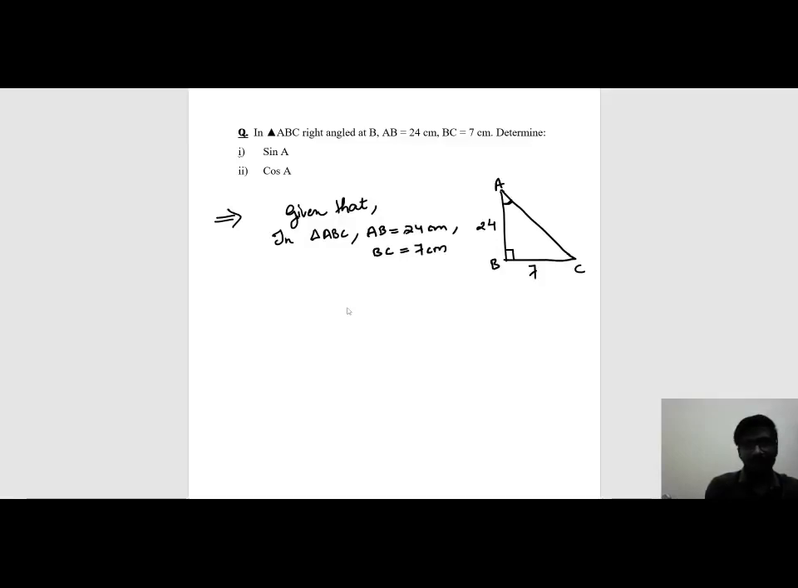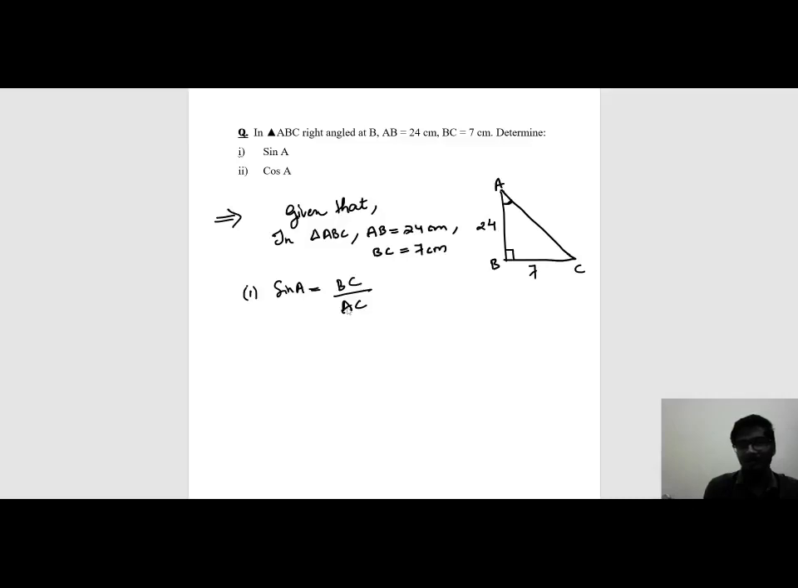Now they have asked to determine sin A. From this figure, what is sin A? Sin A is opposite by hypotenuse. In this case, if you see clearly, opposite side of A is BC. So it will be BC divided by AC. But there is no value for AC. So before going to this equation, we have to find the value of AC.